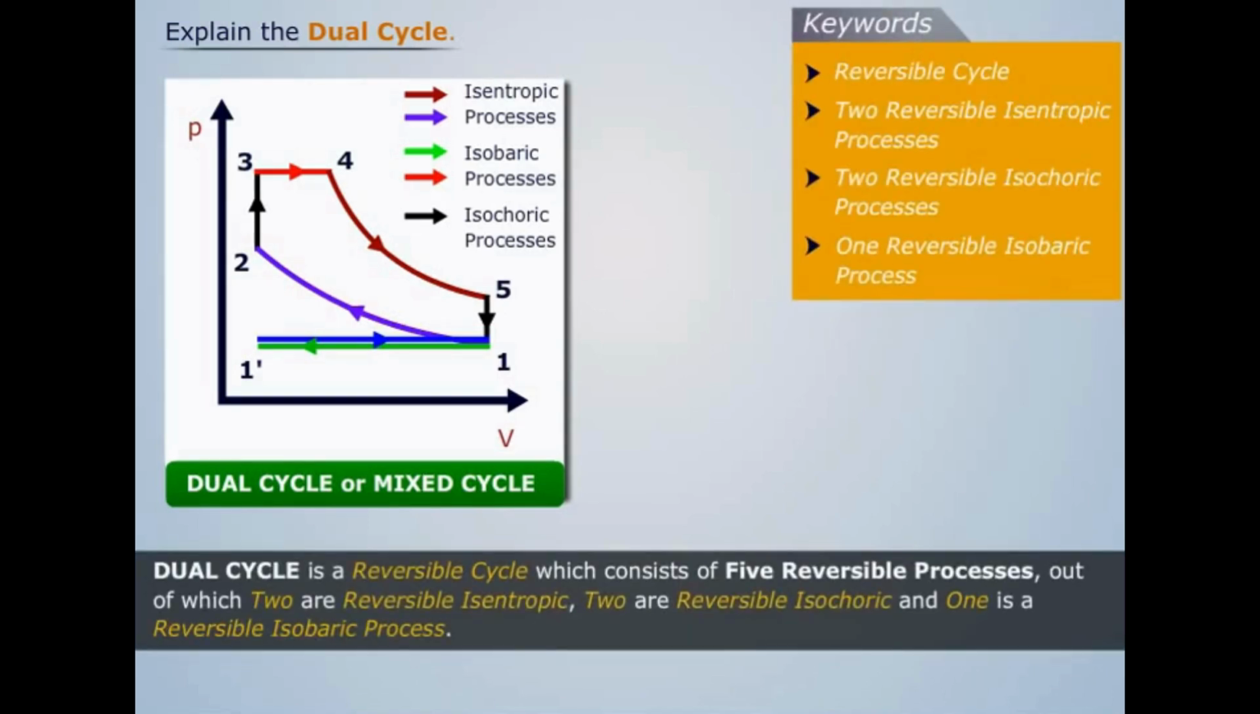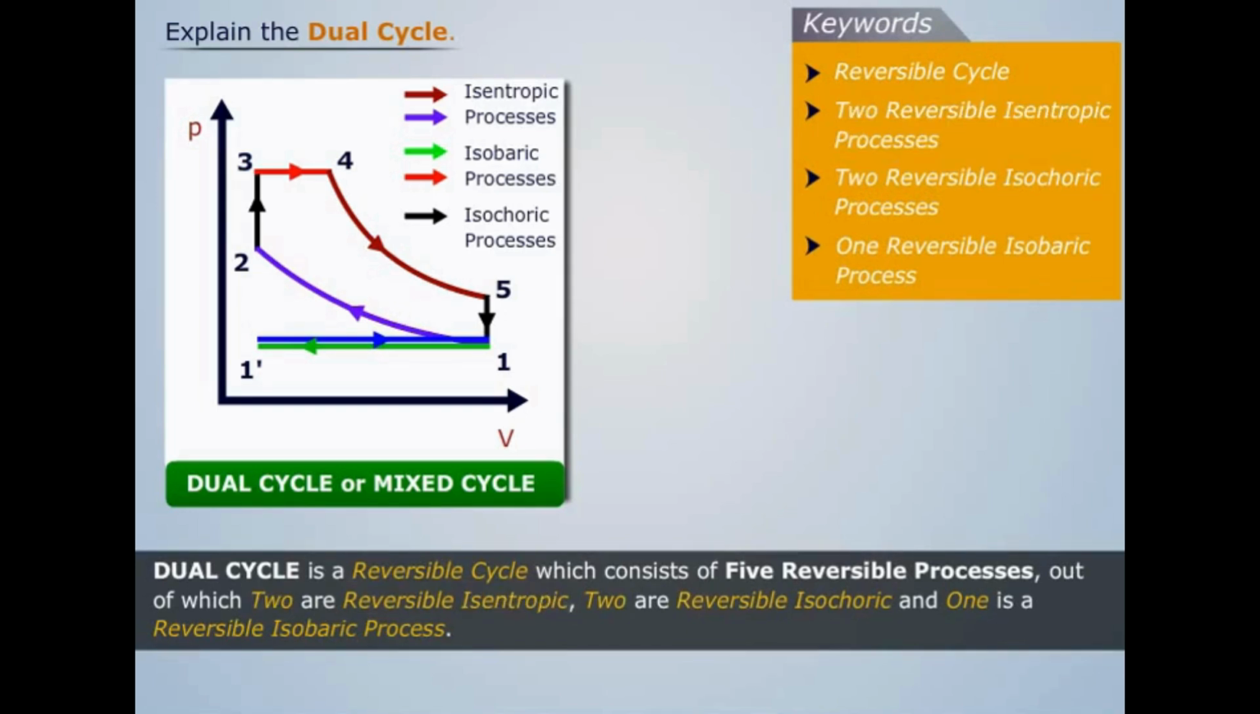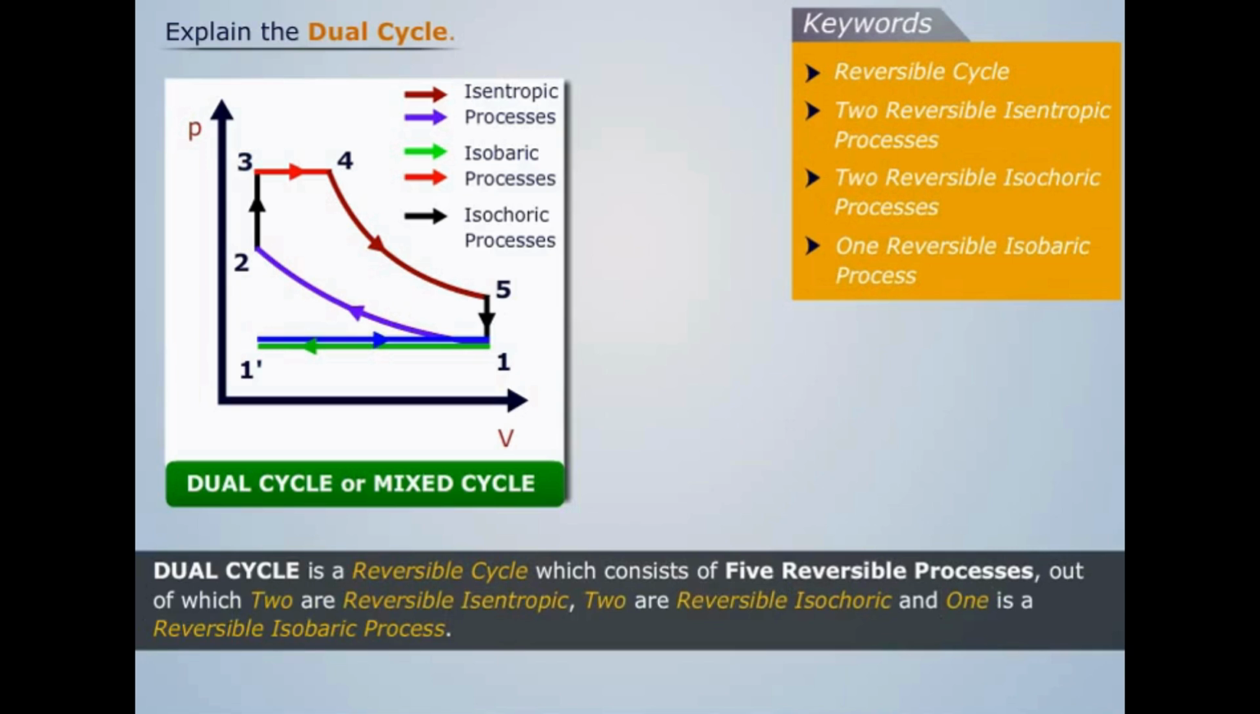Thus we can say that the dual cycle is a reversible cycle, which consists of 5 reversible processes, out of which 2 are reversible isentropic, 2 are reversible isochoric, and 1 is a reversible isobaric process. Thus, on observing the dual cycle, we get the following processes.